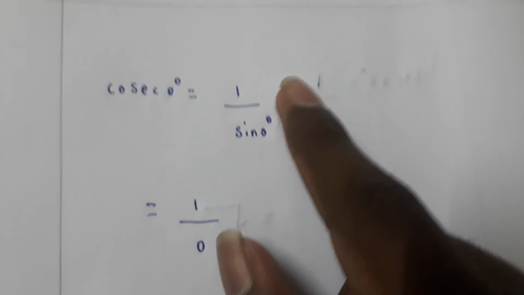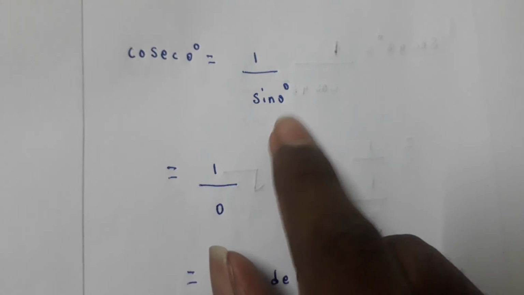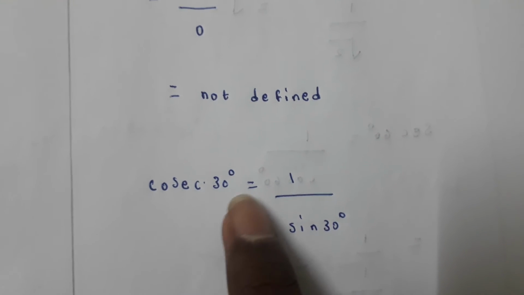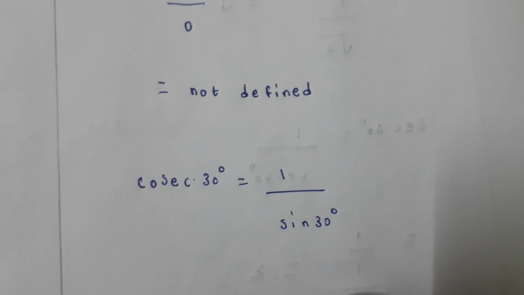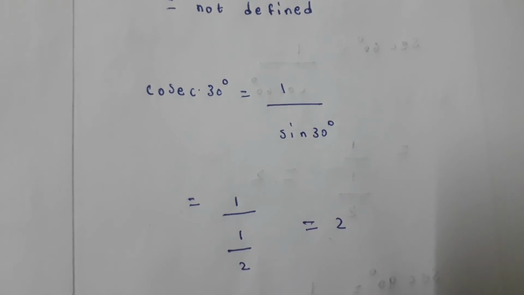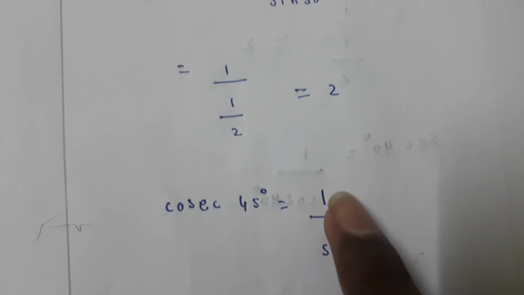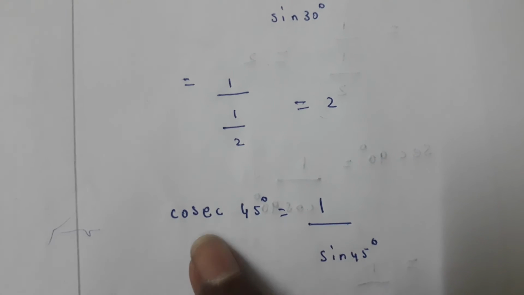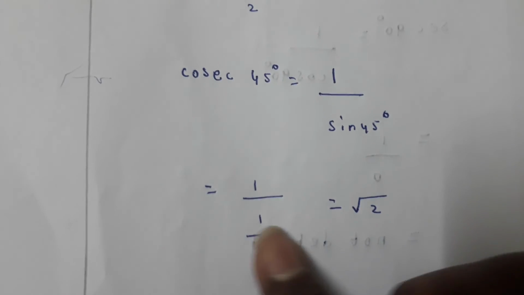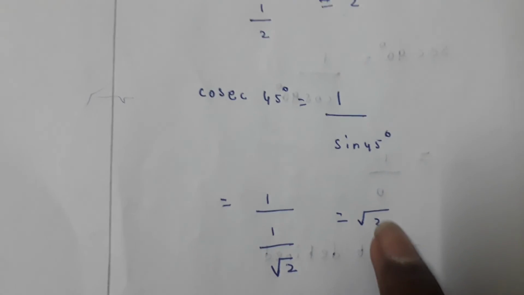Now cosecant 0 means inverse of sine. So 1 by sine 0, and sine 0 means 0, so that is not defined. Now cosecant 30 means inverse of sine 30, that is 1 by 1 by 2, because sine 30 is 1 by 2, so that is equal to 2. Now cosecant 45 is the inverse of sine 45. Sine 45 is 1 by root 2, so the inverse is root 2.